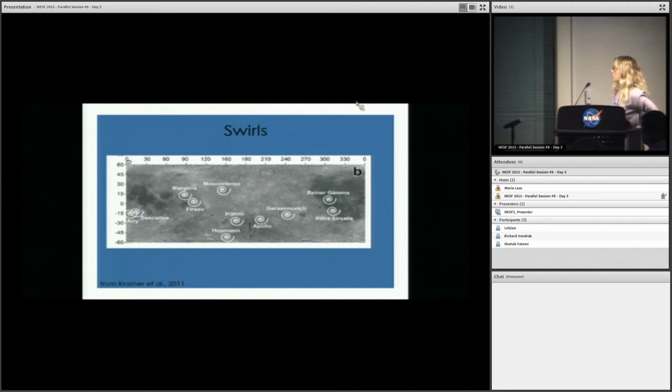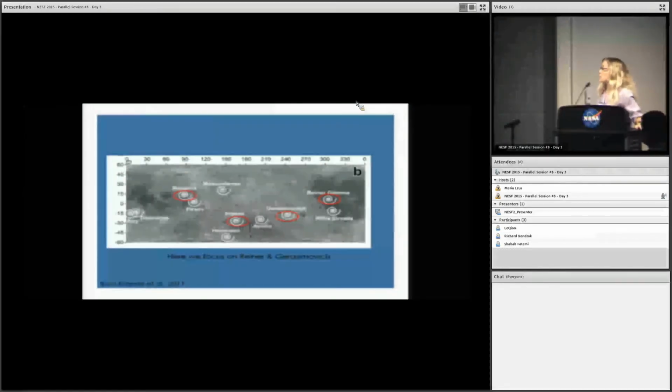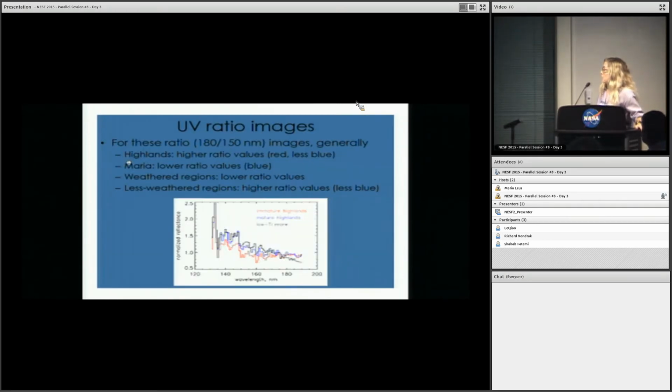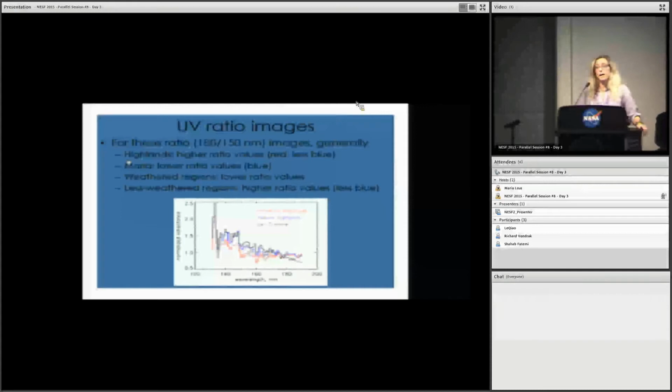So swirls, as I said, are found all over the surface of the moon. Here's a little map from Kramer. In the LAMP data, we have looked at a few of them so far, and in this presentation, I'm going to focus on the swirl at Reiner Gamma in a Mare region and Gerasimovich in a Highlands region. Now, what I'm going to show you are some images, and they're going to be ratio images. And so I want to orient you to what we're seeing in the spectra in the far UV.